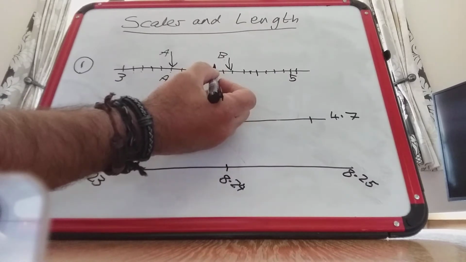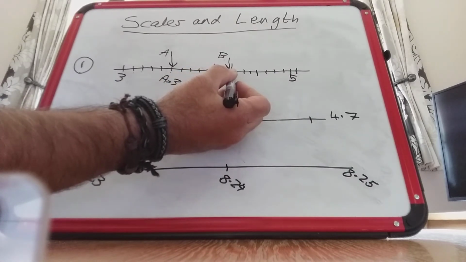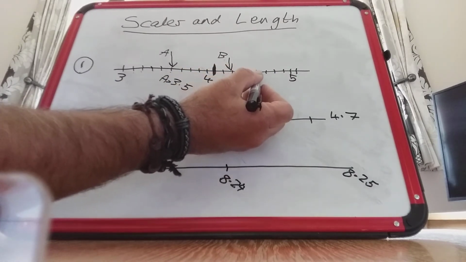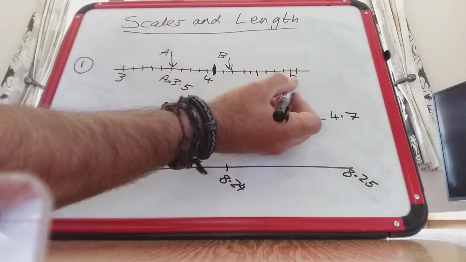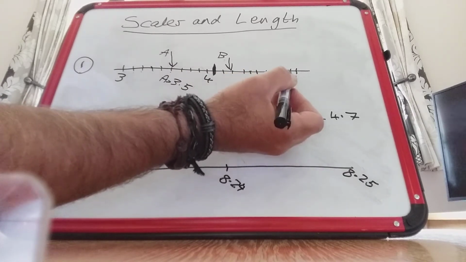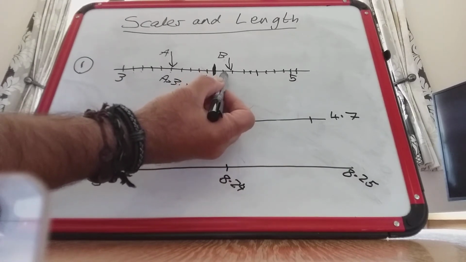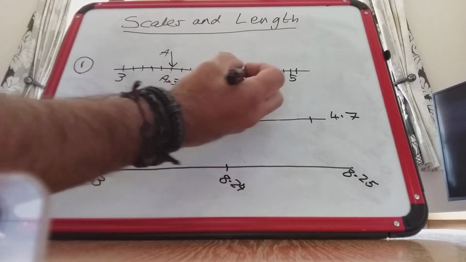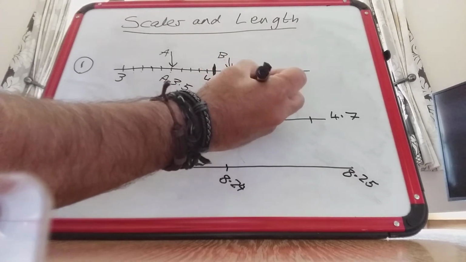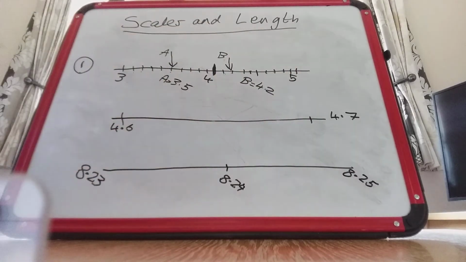Some of you might think, well, if this is 4, then this is 5, then this is 6. Well, if that's the case, then 7, 8, 9, 10, 11, 12, that would be 13, not 5. So that's wrong, isn't it? So this is 4, so therefore this is 4.1, and this is 4.2. So B equals 4.2. Okay, so those are those two examples.